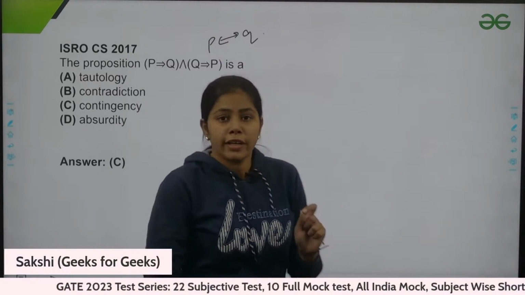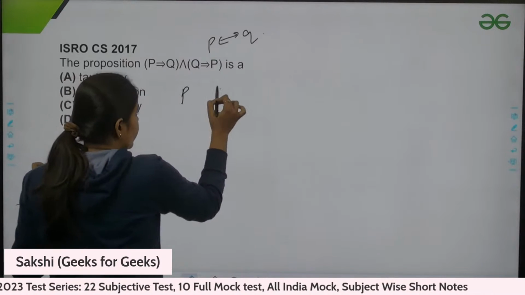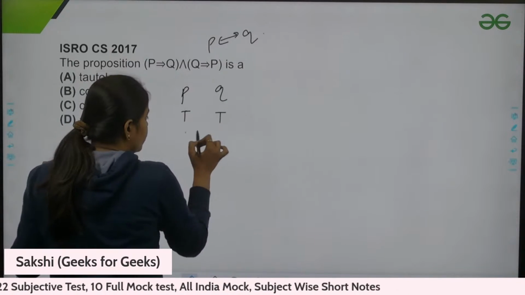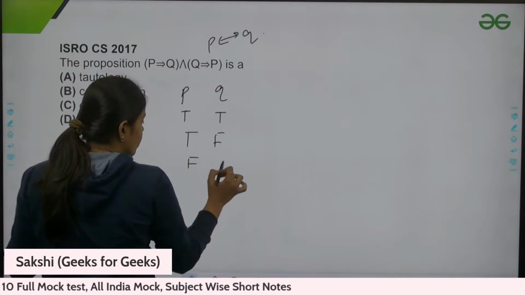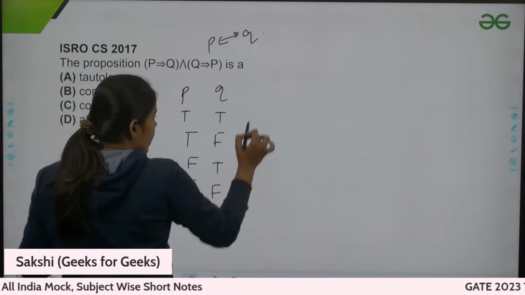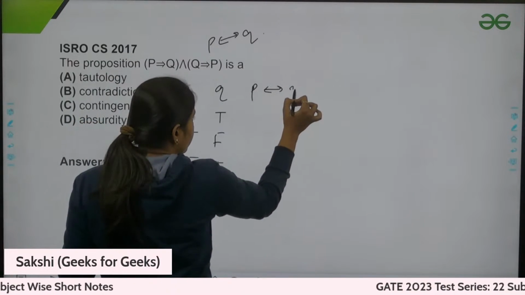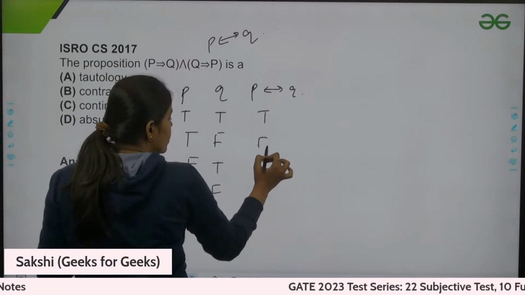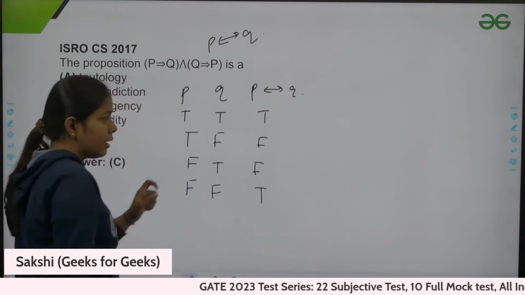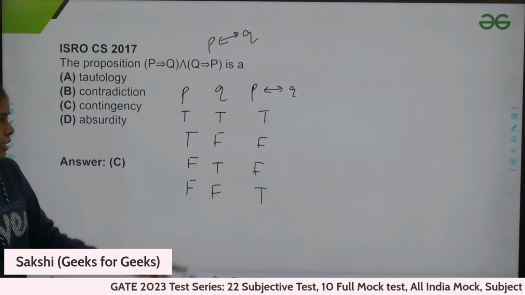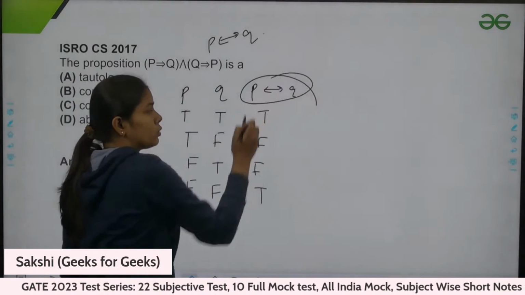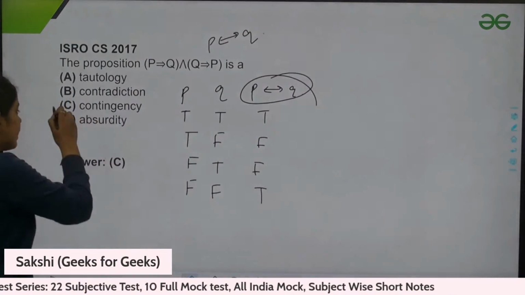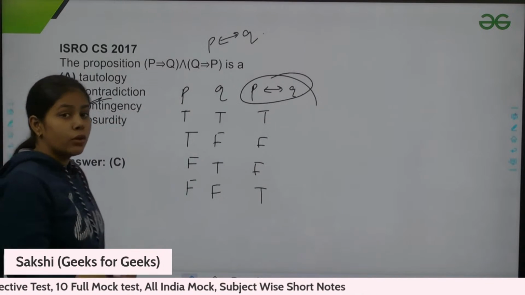And if you find out the truth value for P if and only if Q, that would be true, true, true, false, false, true, false, false. And the truth value of P if and only if Q will be true, false, false, and true. So we have both true and false in the last column, in the truth value of this. So this is basically our contingency.